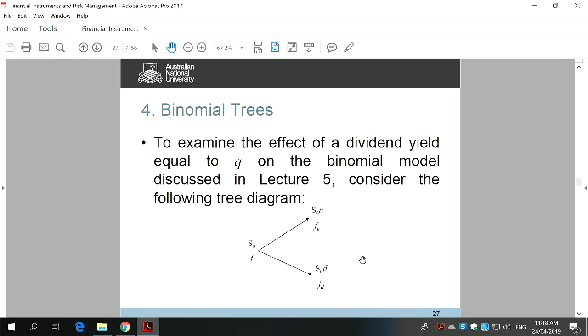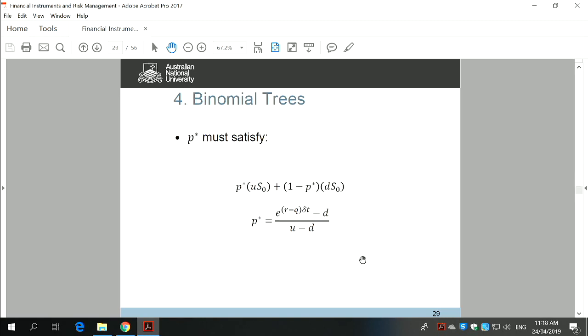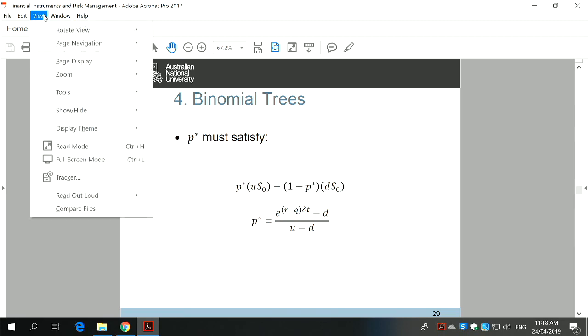Okay, then let's have a look. How do we use the binomial option pricing approach to price options that are written on indices or shares that provide a dividend yield? The only modification you really need to make is to the risk-neutral probability. Everything else stays the same. Remember how we calculate the risk-neutral probability for binomial option pricing.